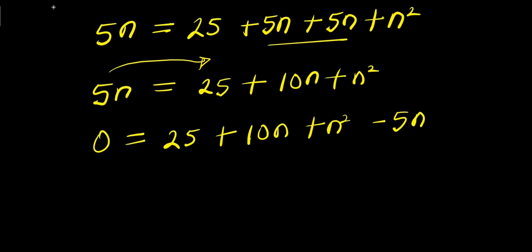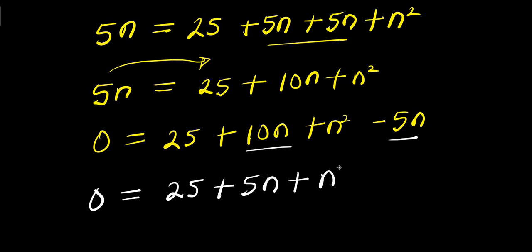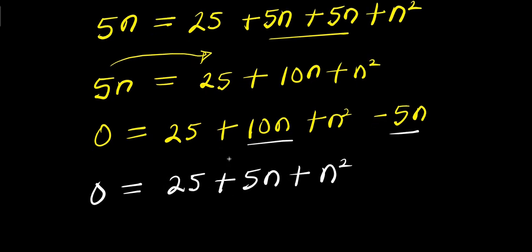So from here, you have 0 equals 10n minus 5n, that is 5n. So you are going to have 25 plus 5n plus n squared. So let's rearrange this.